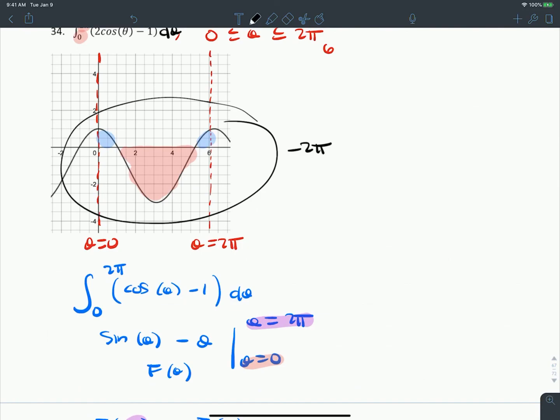We didn't compute the blue area separate from the red area. We computed all of this at the same time, meaning we went from 0 to 2 pi. We did not do this piecewise. This is why it's the net area.